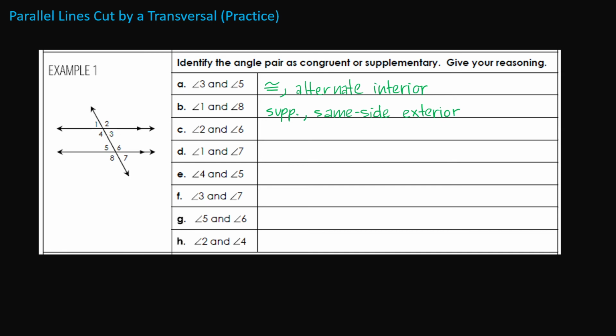Let's do one more, angle 2 and angle 6. I see that angle 2 is outside the parallel lines and angle 6 is inside, but they're in the same position. If you took the first quad of angles and shifted them downward, angle 2 and angle 6 are in the same spot. So angle 2 and angle 6 are congruent because they are corresponding angles.